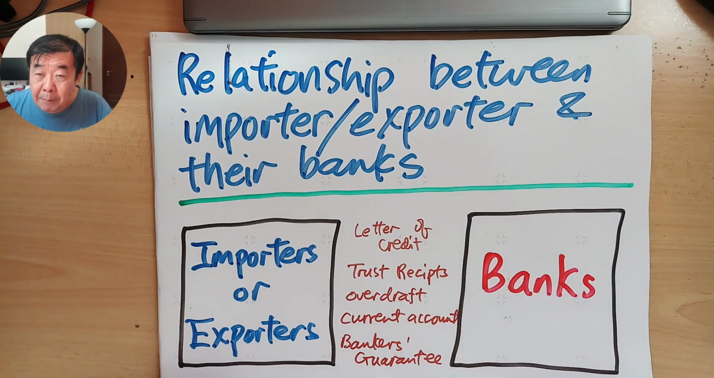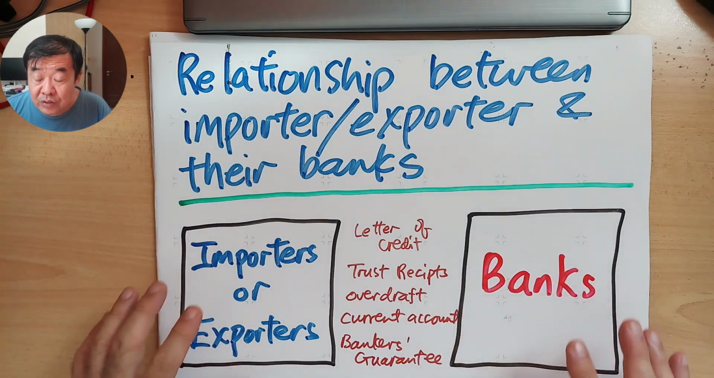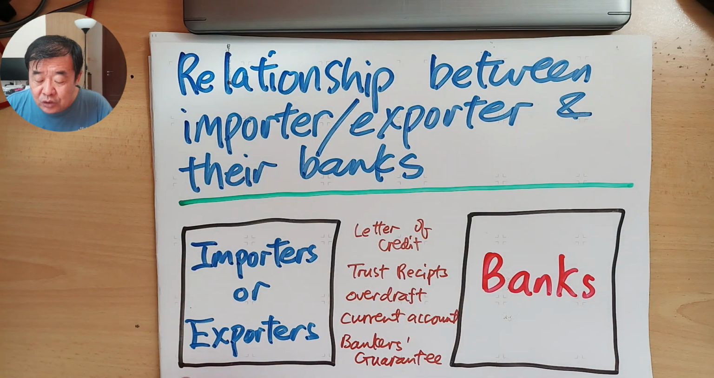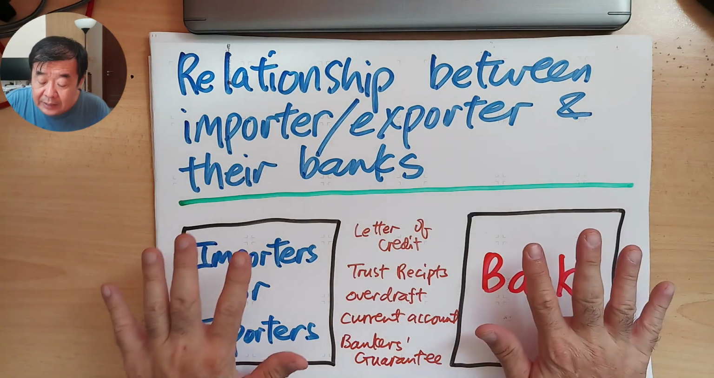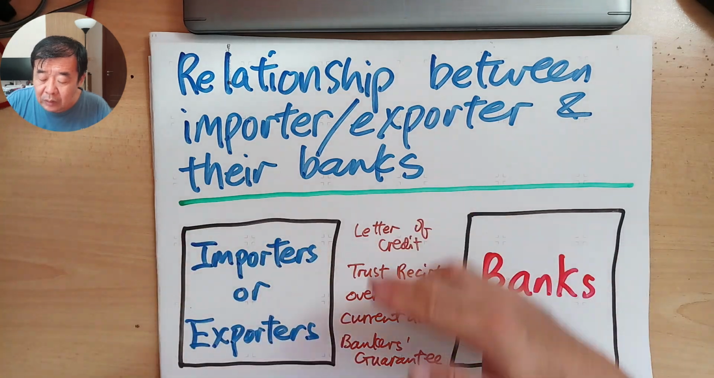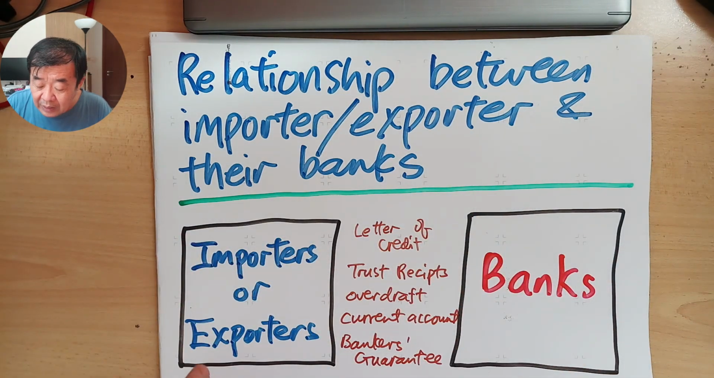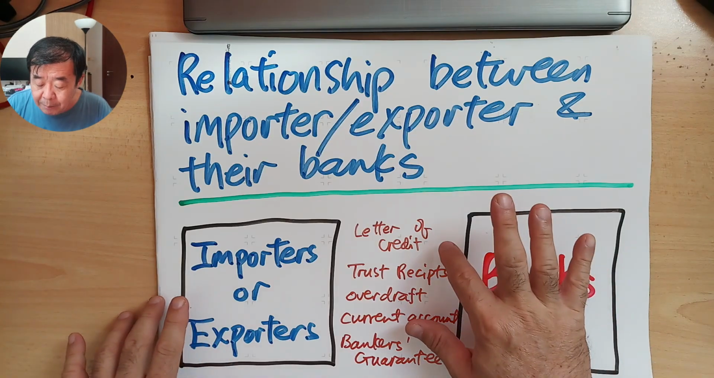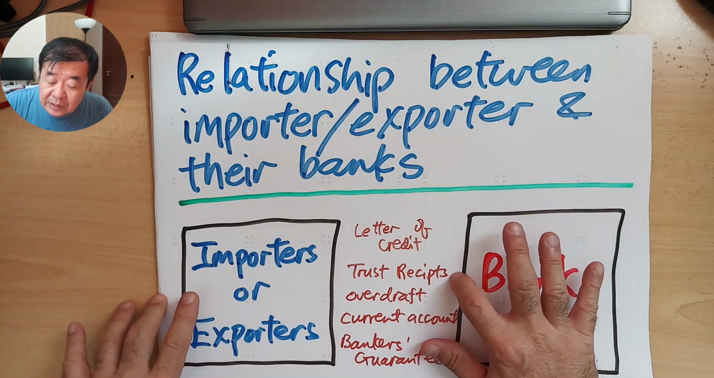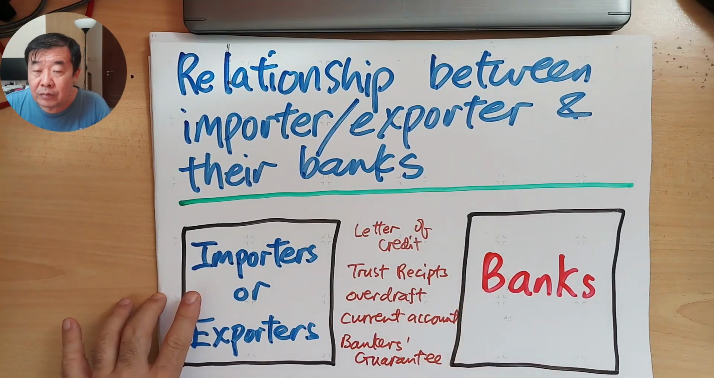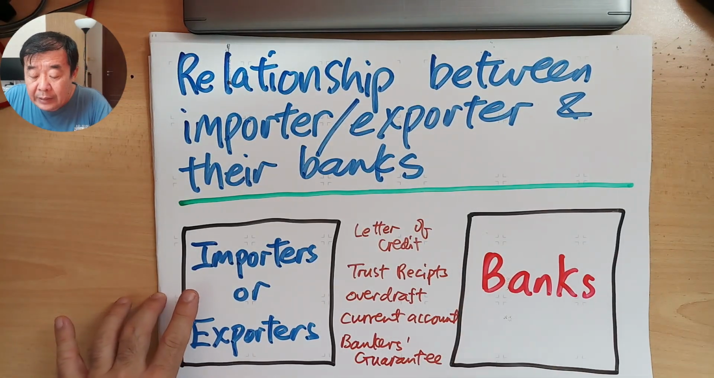So using the bank as a substitute of credit standing will help to facilitate trade even among importers and exporters that have not dealt with each other before. The relationship between the banks and the importer or exporter will go around some financial documents which I mentioned before, like letter of credit, trust receipt, and overdraft. They give an overdraft account, a current account for checking, issue checks, and banker guarantee. So typically these are the arrangements in the trade financing arrangement between the bank and the importer.